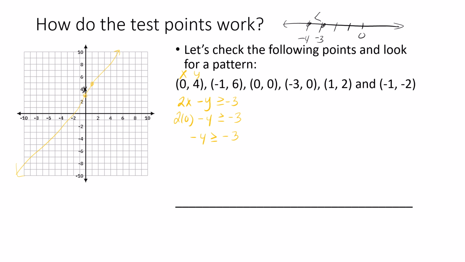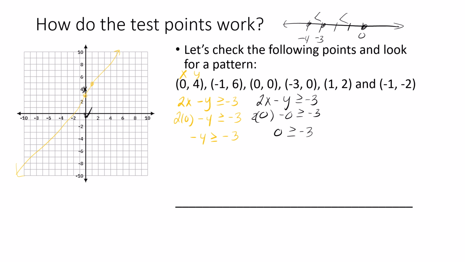Now, this does get a little bit tedious, but again, we're looking for a pattern here. So let's go ahead and look at the next one. This is going to be 0, 0. So 2 times 0 minus 0 is greater than or equal to -3. 2 times 0 is 0. 0 minus 0 is 0. 0 is greater than or equal to -3. Well, if I come up here to my number line, yes, that actually does work. So here I'm just going to put a little check mark at 0, 0. It's very informal.